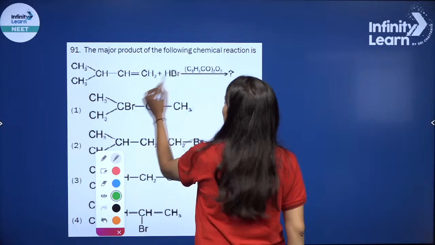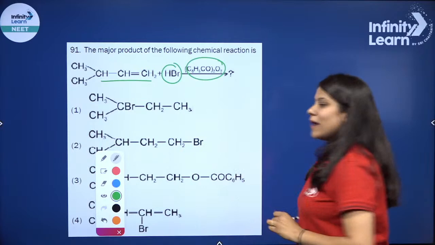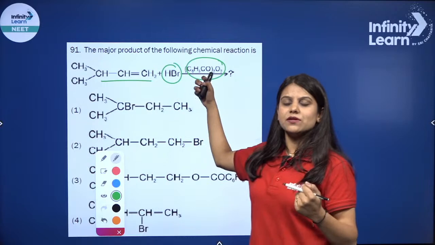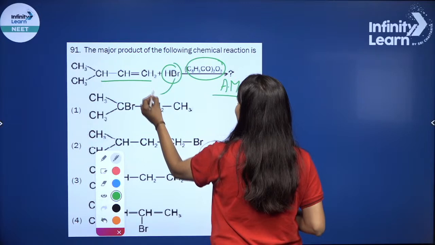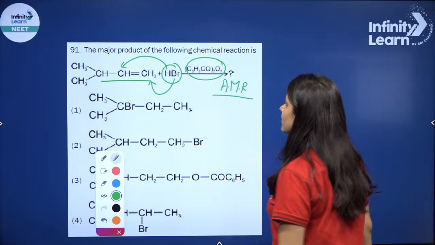Next. Okay. Reaction of alkene with HBr. What is this, ma'am? This is peroxide. So ma'am, ye to hame already pata hai ki jab alkene ki reaction HBr se karte hain in the presence of peroxide, bachpan se sikha hai na ye to, kya hota hai? Anti-Markovnikov rule se addition ho jata hai. So kya hoga? Negative part kahan jayega? Yahan par. Aur positive part kahan jayega? Yahan par. Right? So what will be the answer?